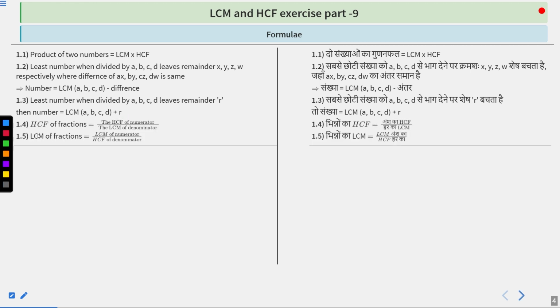The next formula is: HCF of fractions is equal to the HCF of numerators upon LCM of denominators. Then LCM of fractions is equal to the LCM of numerators upon HCF of denominators. These are the formulas.